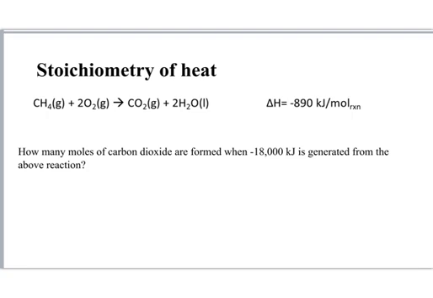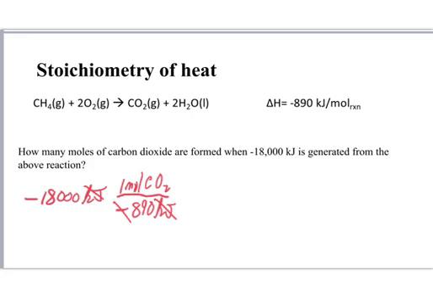So now it's asking how many moles of carbon dioxide are formed when 18,000 kilojoules of energy is generated from the above reaction. So I'm starting out with the energy. I have negative 18,000 kilojoules of energy, and I have to relate that to carbon dioxide in the reaction. And I know that for every 1 mole of CO2, there's negative 890 kilojoules of energy. So in this case, the energy cancels out and the negative sign cancels out as well.